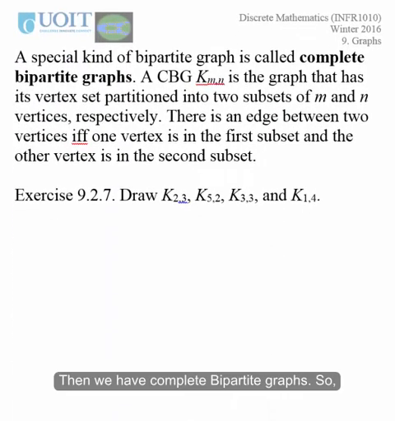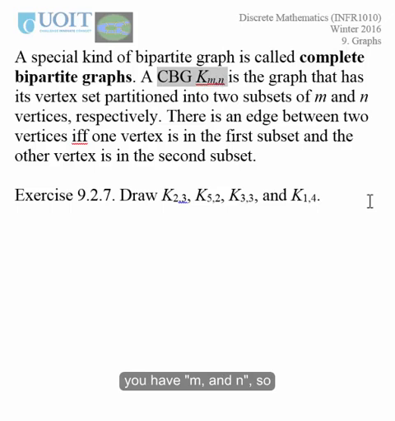Then we have complete bipartite graphs. Then you have m and n. So one graph is going to have m vertices, the other one is going to have n vertices.